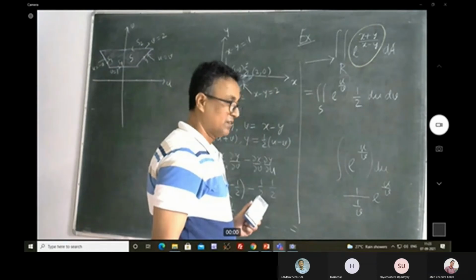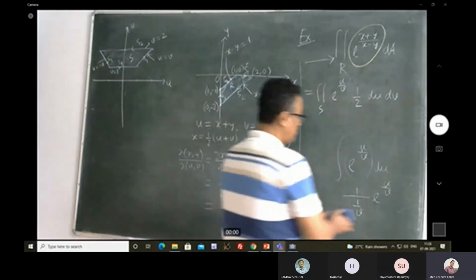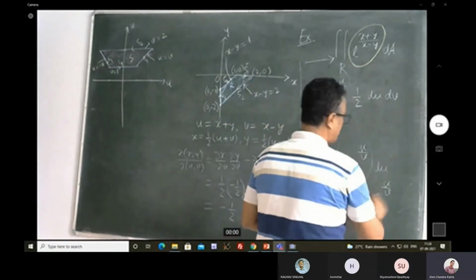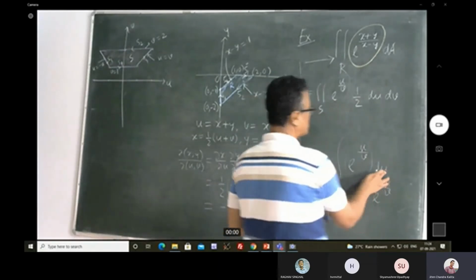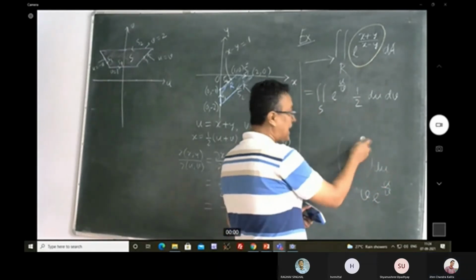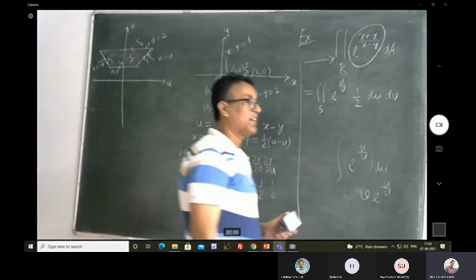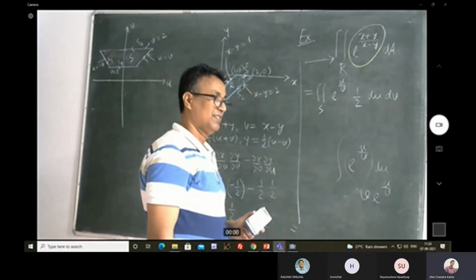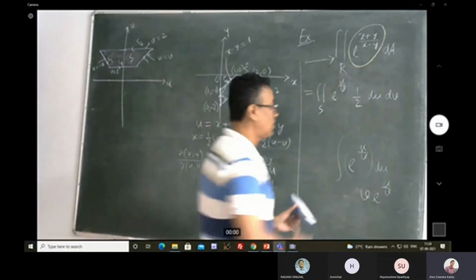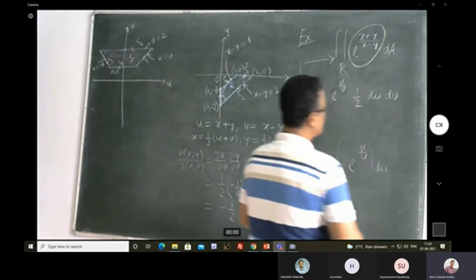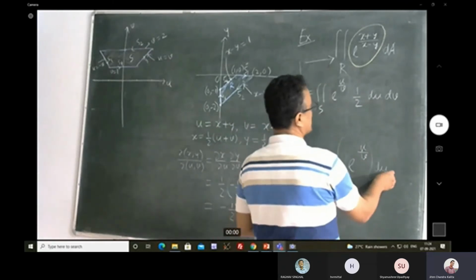So basically it is v into this. But if you want to integrate it partially with respect to v, again, it is not going to be that straightforward. So that is why I would like to integrate with respect to u first.